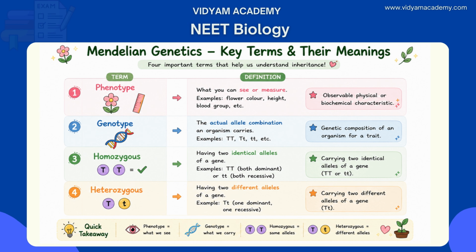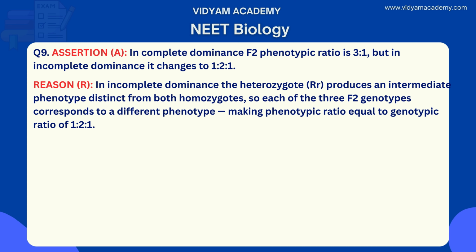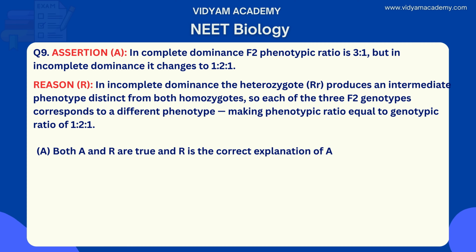And let's move to question number 9. Here assertion A. In complete dominance, F2 phenotypic ratio is 3:1, but in incomplete dominance, it changes to 1:2:1. Reason R we have. In incomplete dominance, the heterozygote produces an intermediate phenotype distinct from both homozygotes. So each of the three F2 genotypes corresponds to a different phenotype, making the phenotypic ratio equal to the genotypic ratio of 1:2:1.